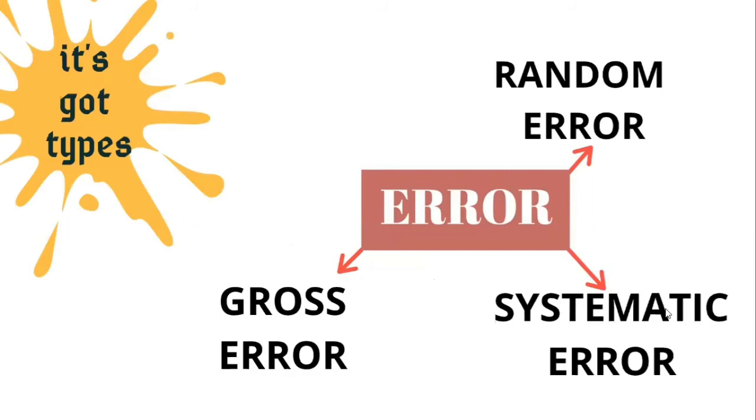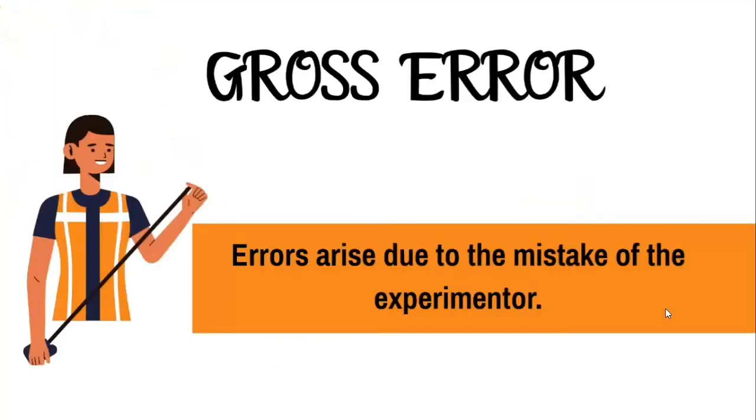Random error, as the name indicates, is something random. Gross error is a compilation of certain characters, which we will see in the coming slides. Systematic error is something related to the system itself, here the measuring system or the instrument. Gross error is the error that arises due to the mistake of the experimenter.